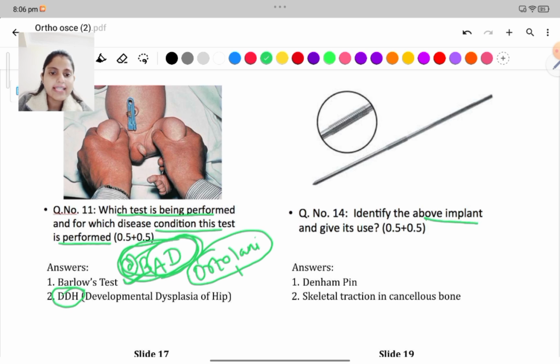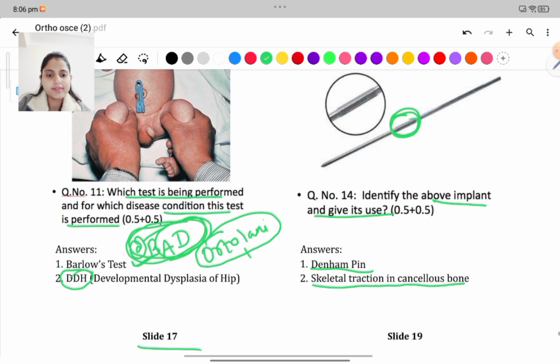Identify the above implant and give its use. Here we can see the threaded part in the center. So this is the Denham's pin, and it is used as skeletal traction in the cancellous bone.